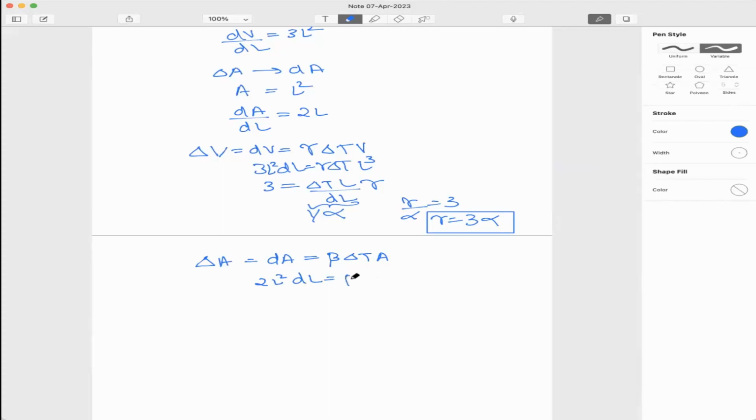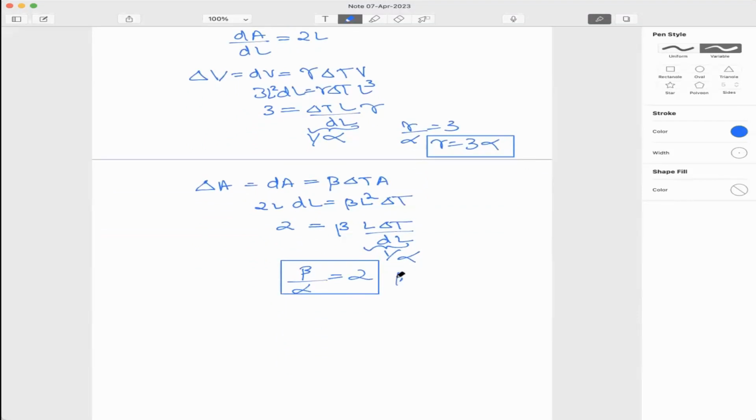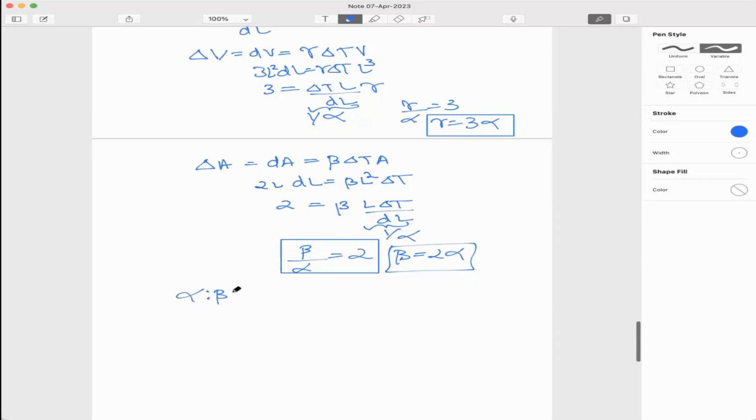DL is equal to beta L square delta T, so that is 2L, sorry. This is 2L, beta L square delta T. So 2 is equal to beta L delta T by DL, and this is nothing but 1 by alpha. So beta by alpha becomes 2, such that beta is 2 alpha. So alpha, beta, gamma we need to find.